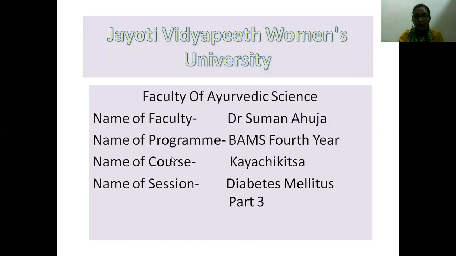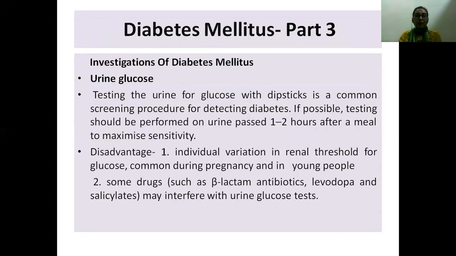So let me share a PowerPoint presentation for your better understanding, so that we can understand all the points one by one. So, investigations of diabetes mellitus. Number one is urine glucose. Although this is not a confirmatory test for diabetes mellitus, it is still useful. It is done by dipsticks and it is a screening procedure for detecting diabetes. If possible, testing should be performed on urine passed 1 to 2 hours after a meal to maximize sensitivity.